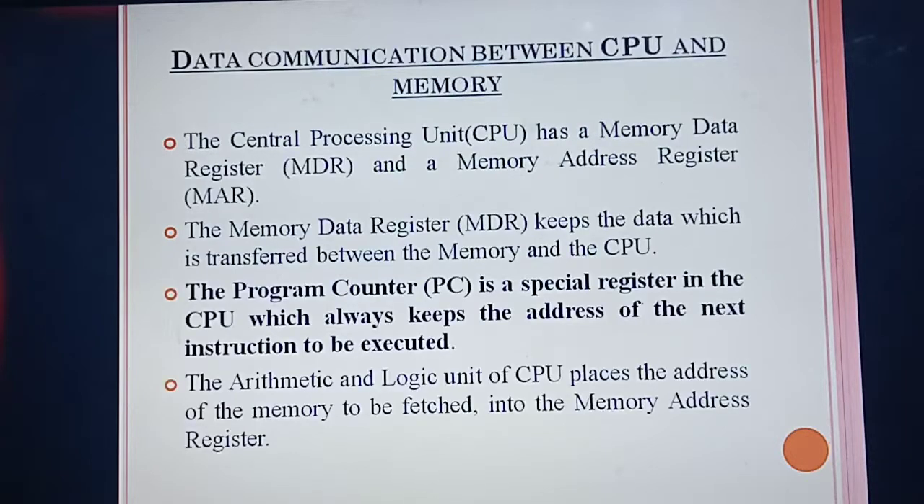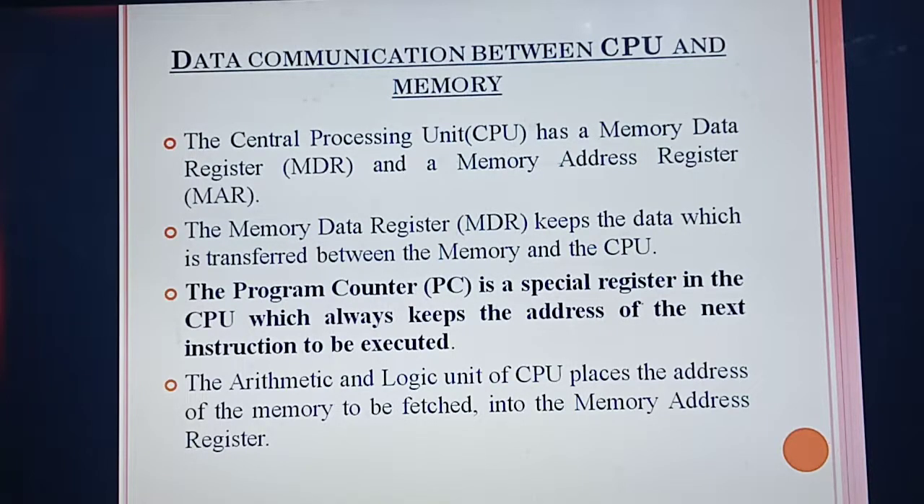Okay. So next one is data communication between CPU and memory. Some communication is going on between whom and whom? Between the CPU and the memory. So you are going to transfer some data between the CPU and memory. What do you mean by CPU? Central Processing Unit. Listen, this CPU will have 2 kinds of registers. How many types of registers will the CPU have? 2 types. What are they? Memory data register and memory address register.